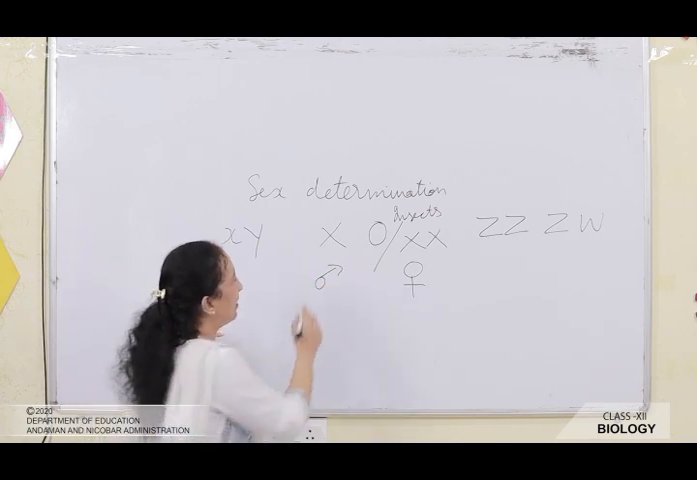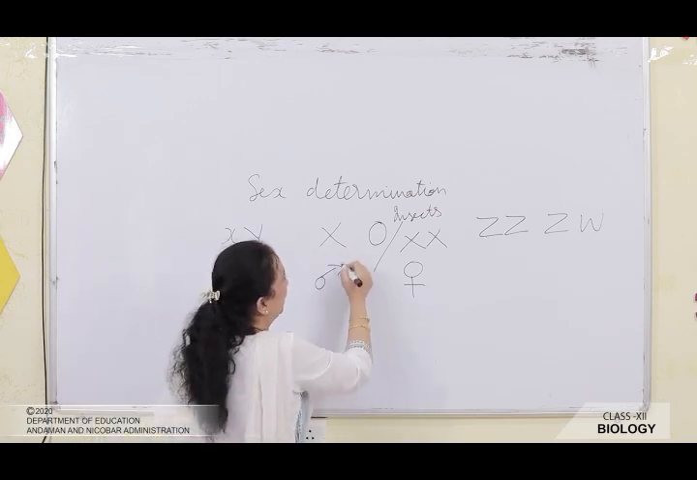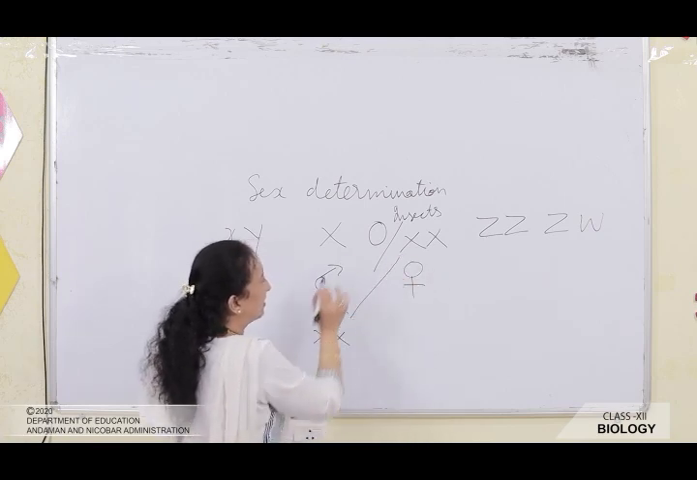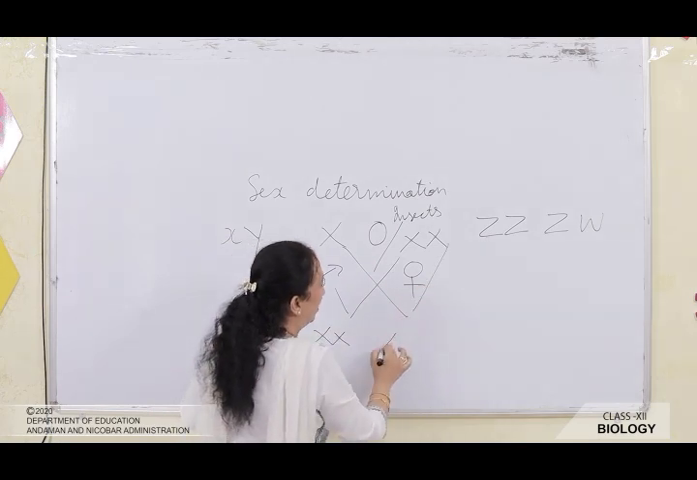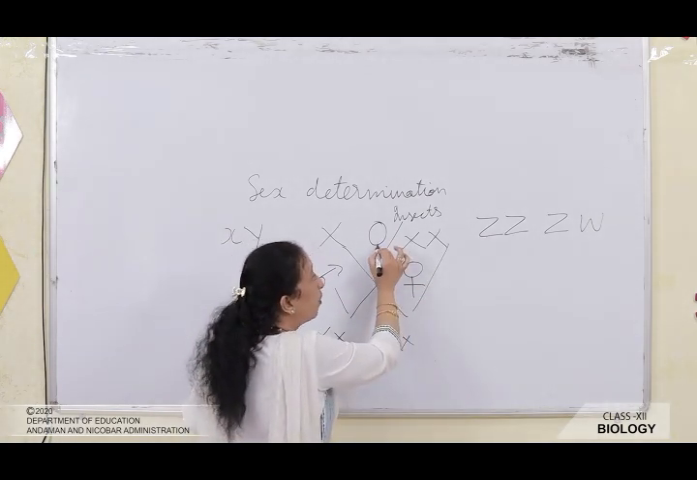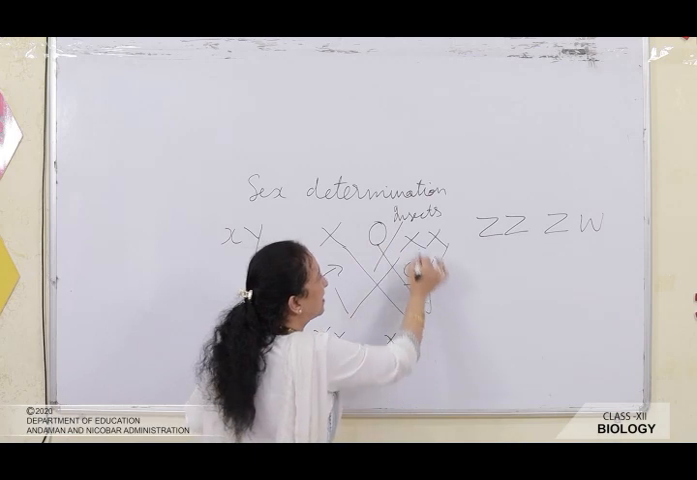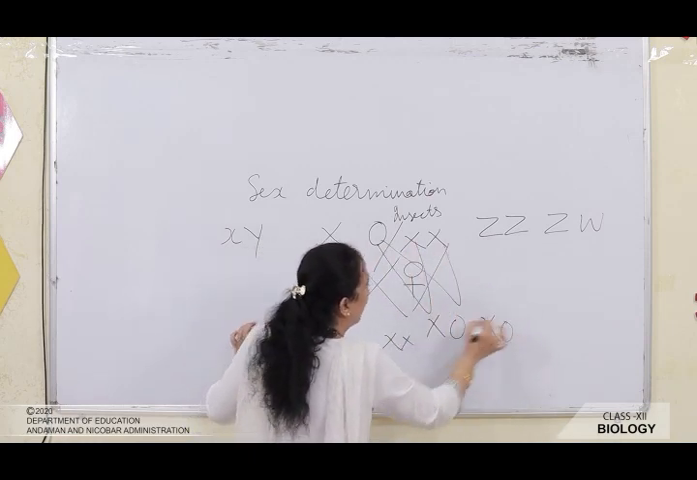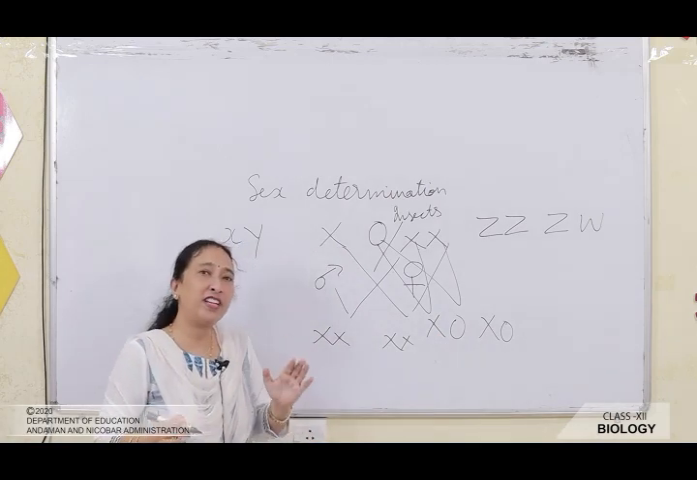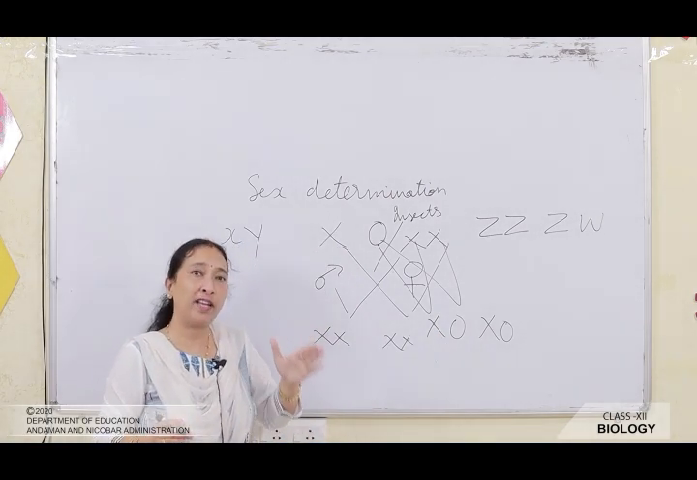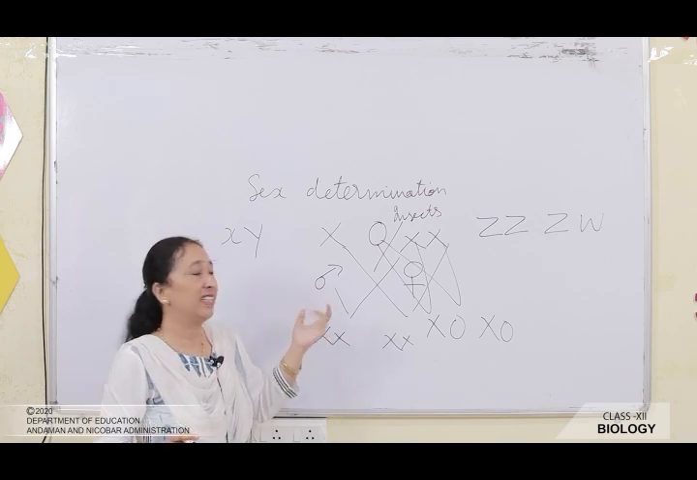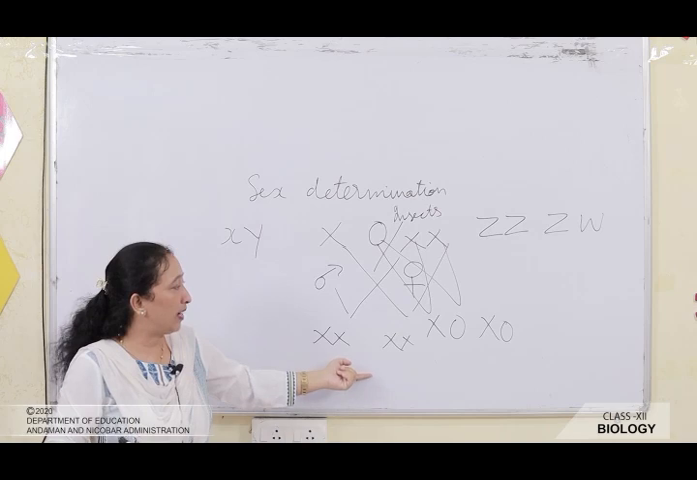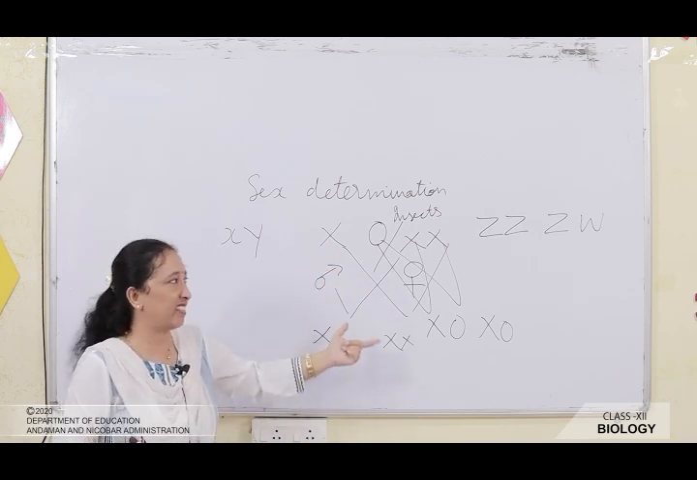When fusion takes place, if the X from the male fuses with the female, it will be a female insect, and here again it will be female. If the O mates with the X, then it is a male. That means the sex determination power is with the male. That's why the male will determine the sex of the organism. This takes place in insects.